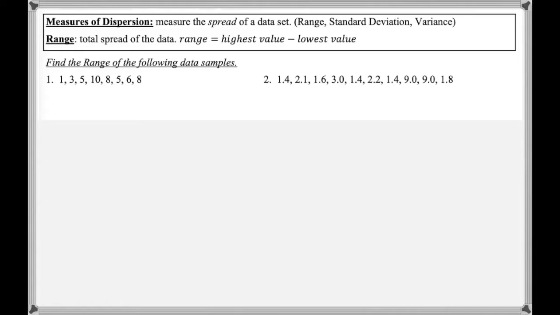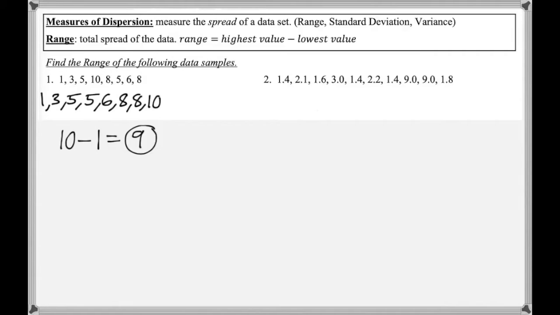Find the range of the following data samples. So first I need to organize my data, and then I want to take the highest value and subtract the lowest value. So 10 minus 1, and that will equal 9.